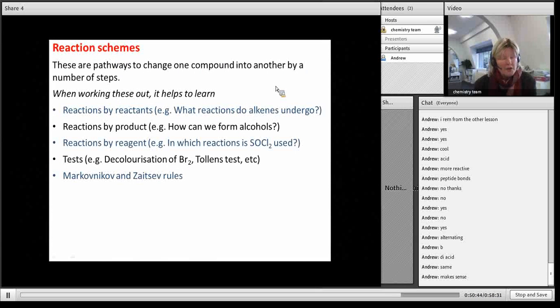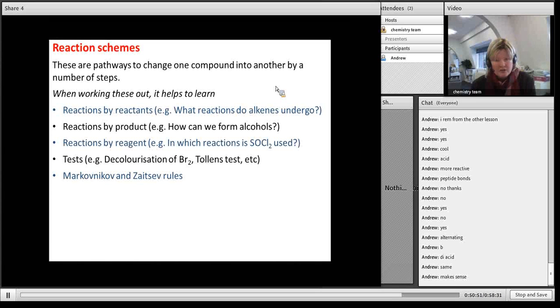Once you've learned all those reactions, you've got to be able to put them together in a scheme. So how do I get from A to D? You know, which pathway do I go? How do I get to B to C to get to D? So you need to know things by reactants. What reactions do alkenes undergo? What reactions do alcohols undergo? The way I've been doing it a bit now.